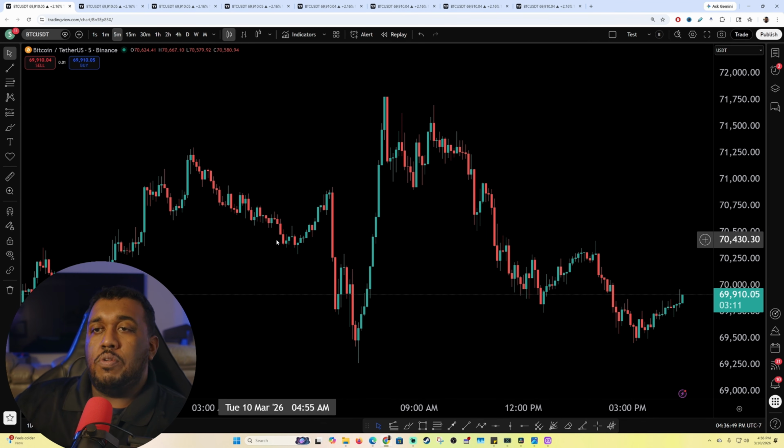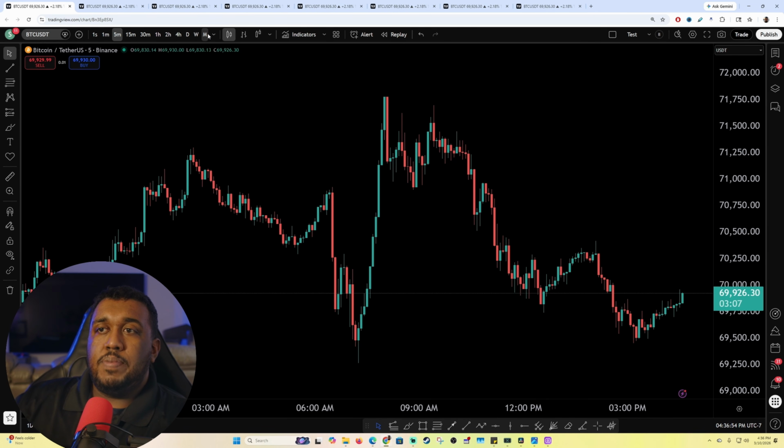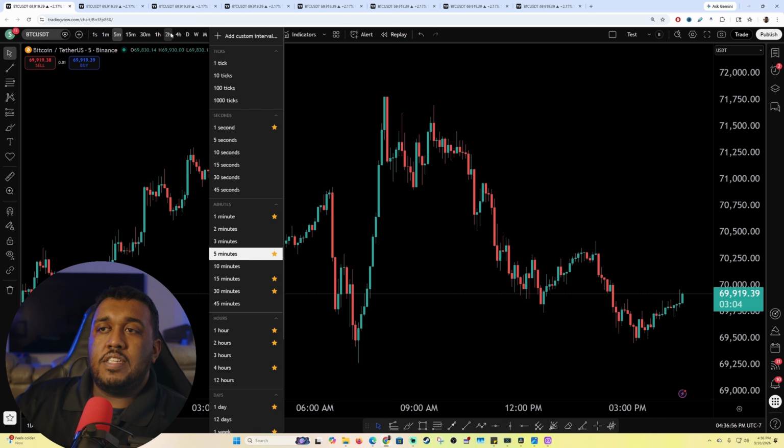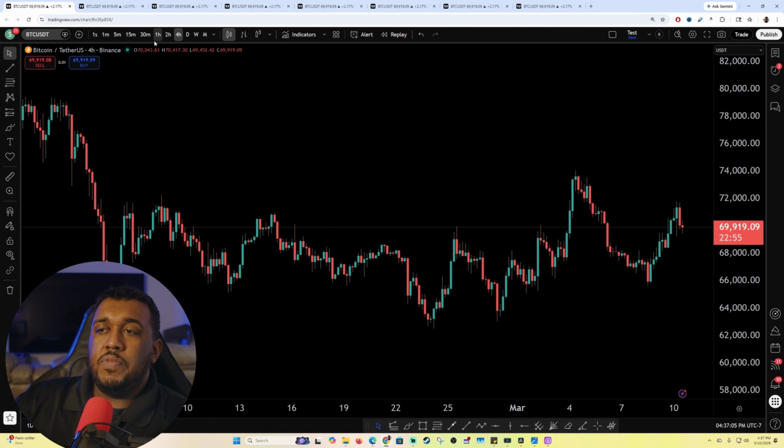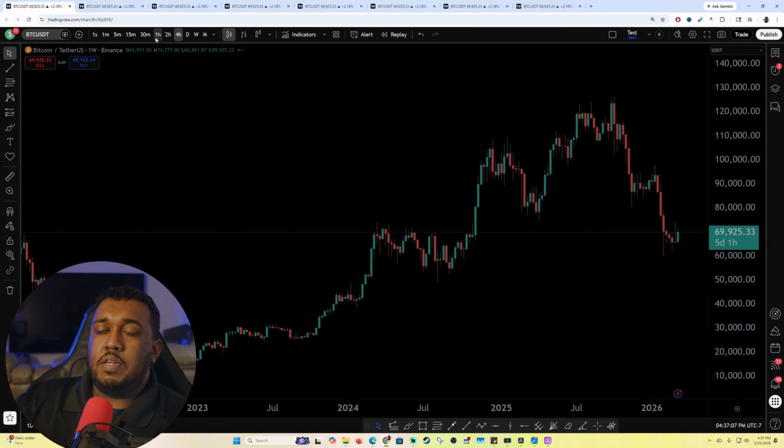Now, because you only get one chart, things are going to be a little bit different. You guys are going to have to go over here to this little drop down next to the time frames, and gold star certain time frames so you can go back and forth between the 5-minute, the 1 hour, and the 4-hour, and you can actually go from chart to chart a little bit faster.